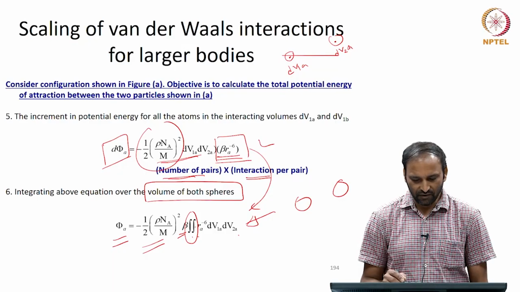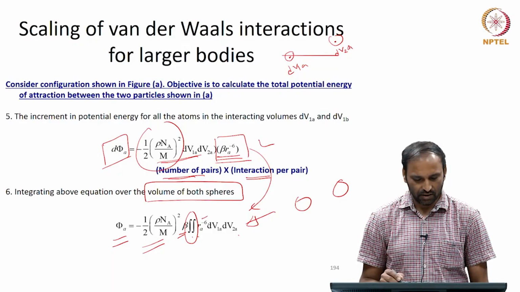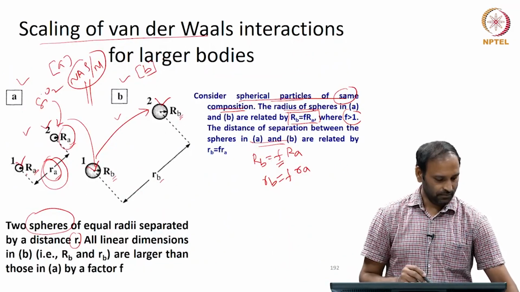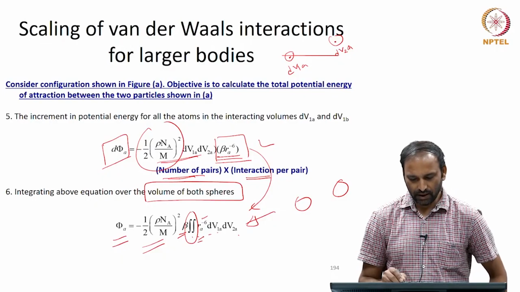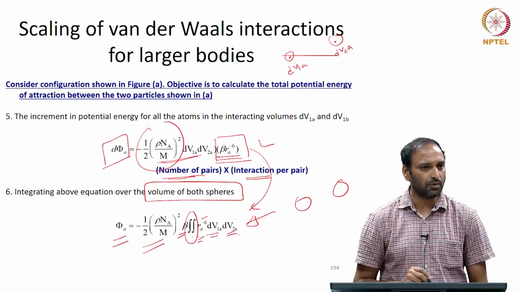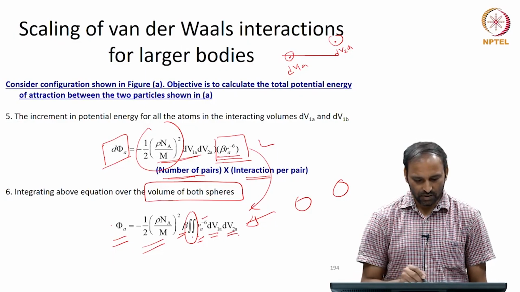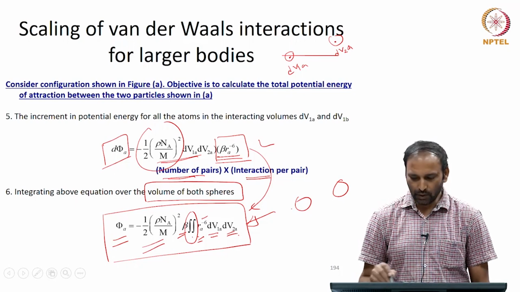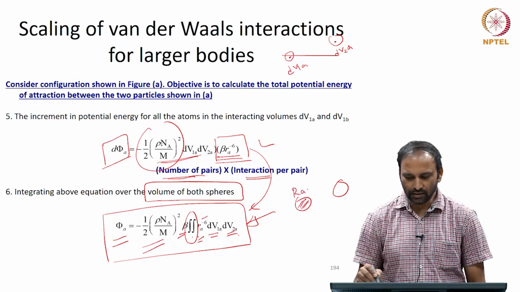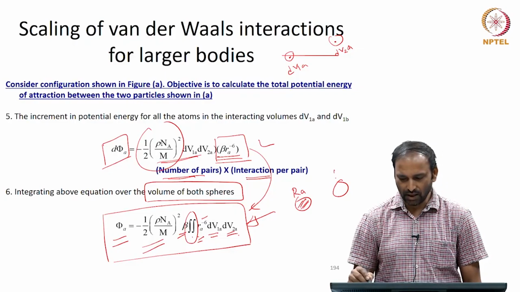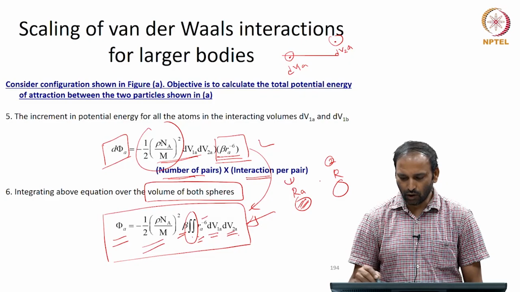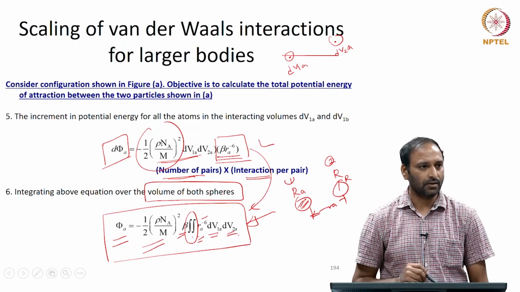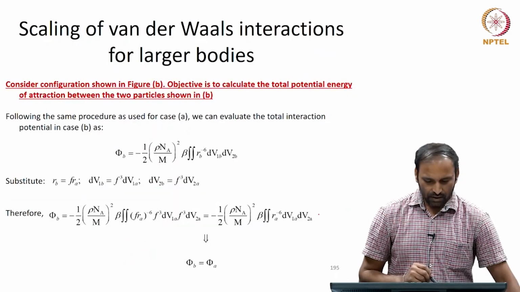Therefore, the double integral of R_A to the power minus 6, because R_A is the separation distance here, multiplied by the two differential volumes. So, that is the total interaction potential between all the atoms in particle 1, which has a radius R_A, and particle 2, which also has radius R_A, and they are separated by a distance R_A. I can do a similar exercise.